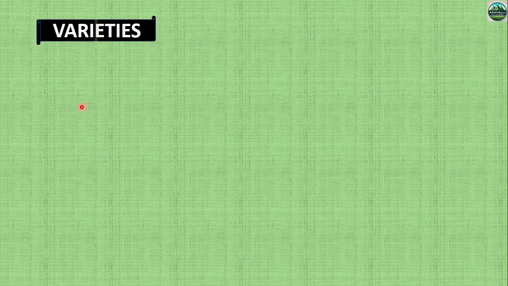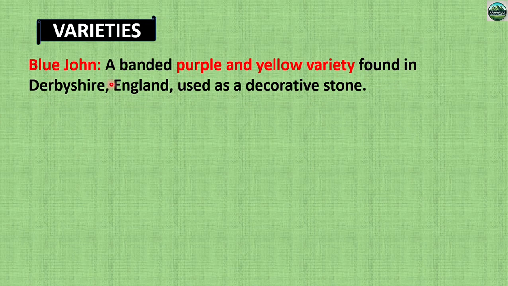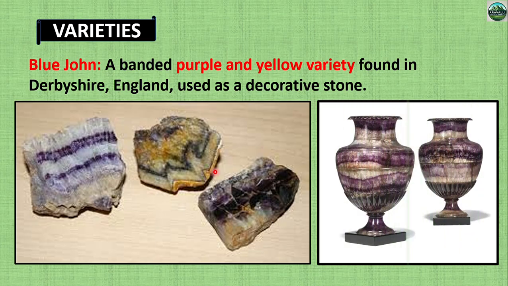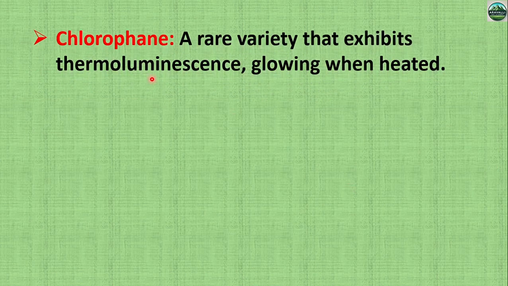Okay, next, varieties. We discuss the varieties of fluorite. So Blue John is the banded purple and yellow variety found in Derbyshire, England, used as a decorative stone. Remember this is used as a decorative stone. See, this is Blue John, also known as Derbyshire spar due to this location name. This Blue John fluorite variety is used for decorative purposes. So remember this one.